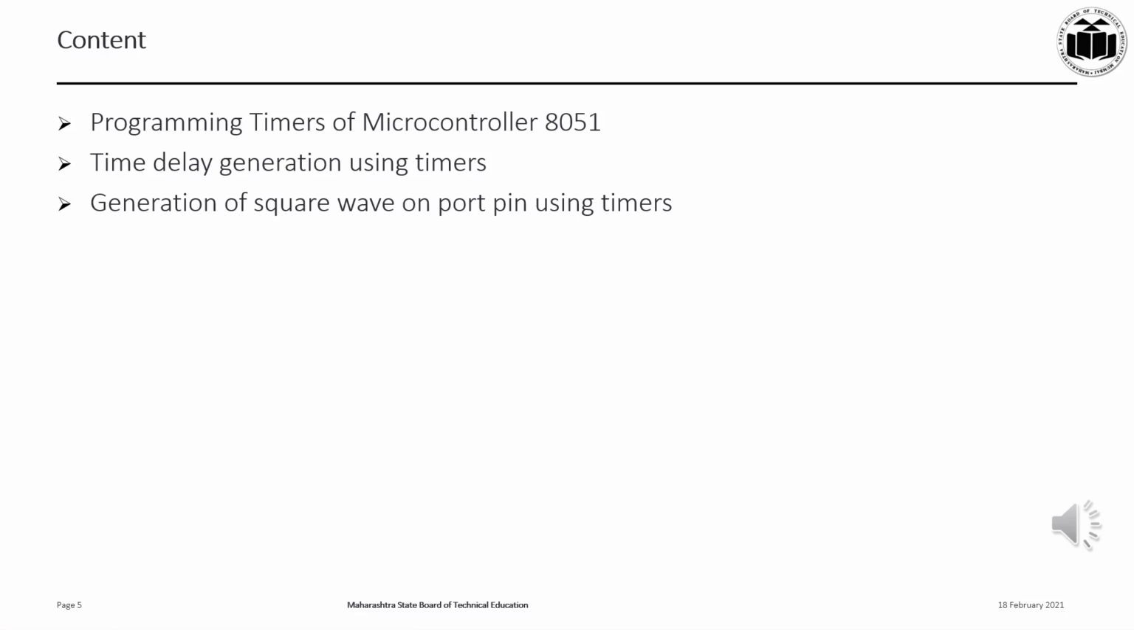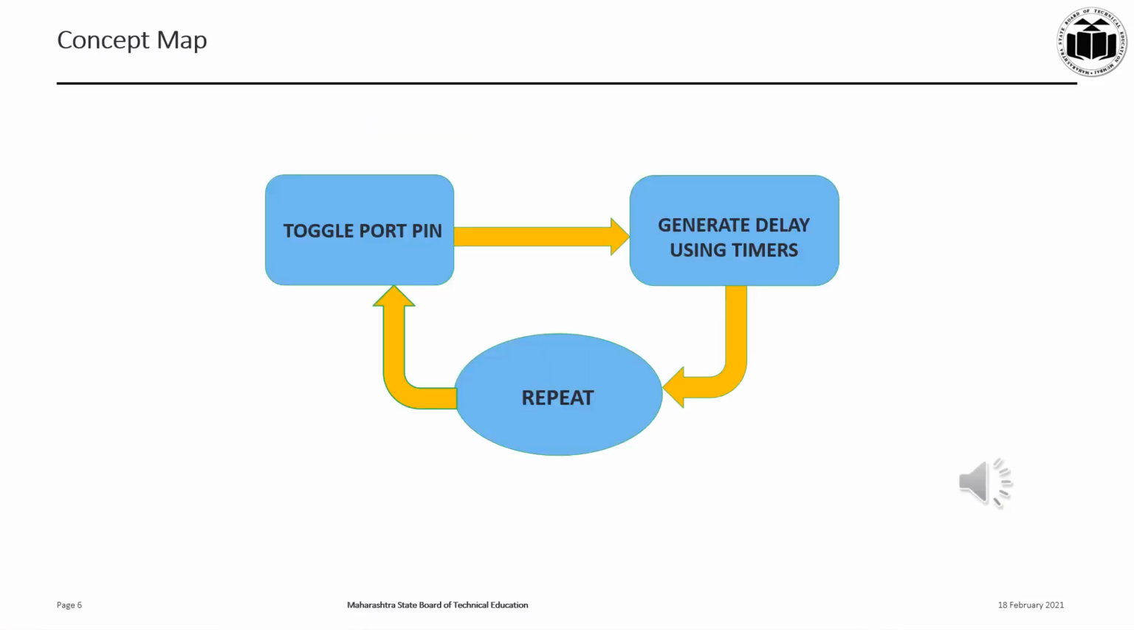Dear learners, let us learn and understand programming timers of microcontroller 8051, time delay generation using timers, and generation of square wave on port pin using timers. The concept of square wave generation using timers is to toggle the port pin, wait for some time by generating a specific delay using timers, and repeat the process again and again.